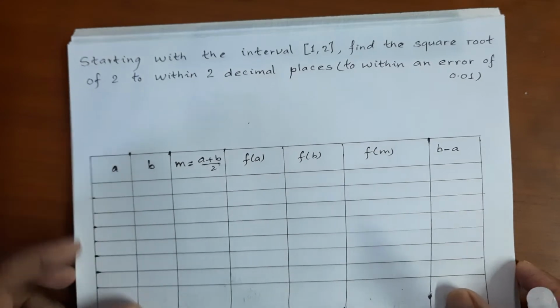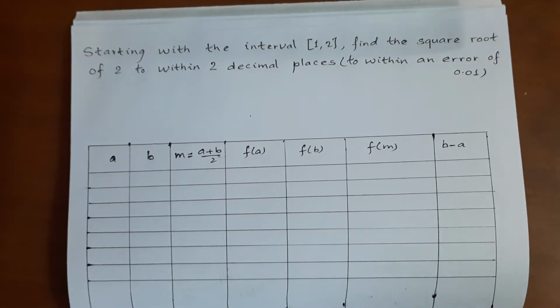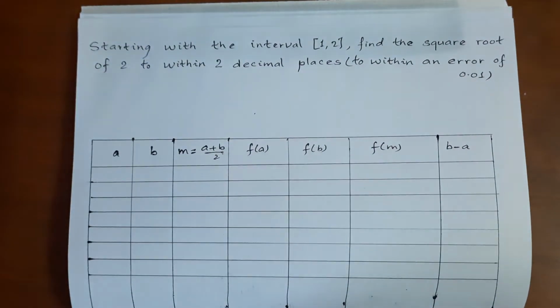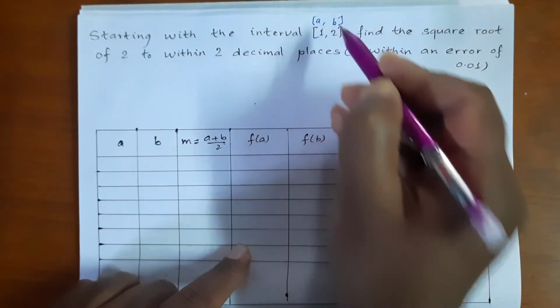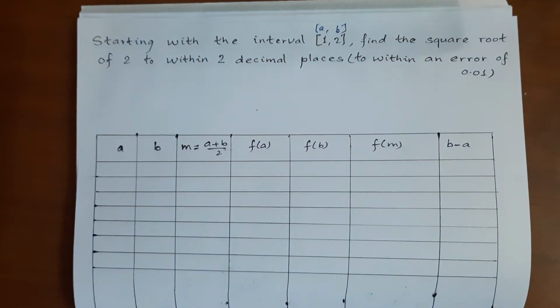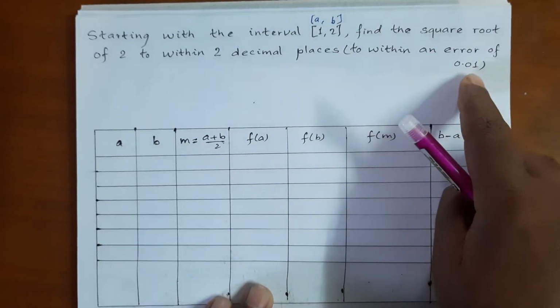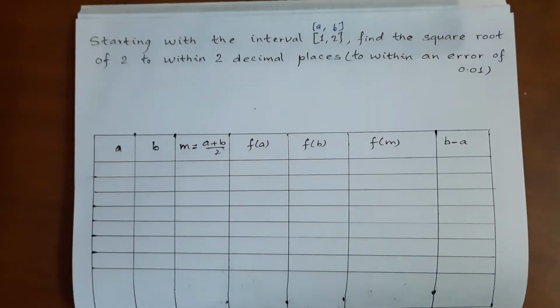Okay, so here we have one question. The question says: starting with the interval 1 to 2, find the square root of 2 to within 2 decimal places, to within an error of 0.01. Here is a and here is b. In place of a we have 1, in place of b we have 2. So our a is 1 and b is 2, and an error of 0.01 means that the b minus a value should be lesser than this. Until then we keep on repeating the procedure. And here we have to find the square root of 2.